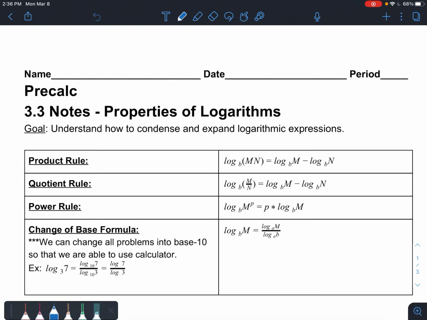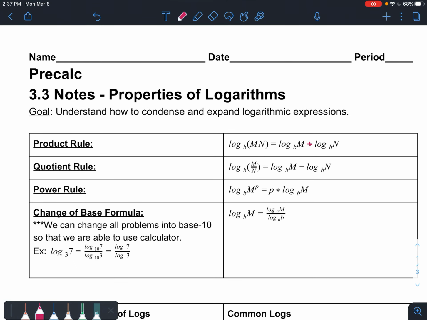Okay, so here are the product rule, quotient rule, and power rule, as well as a change of base formula. With the product rule, if I have two things being multiplied with base b, what I do is add those two things together. It says minus, but you should change that to a plus sign. That was my mistake. So that becomes log base b of m plus log base b of n, again keeping the same base. Quotient rule: if we have m divided by n, we subtract those two logs. So log base b of m minus log base b of n.